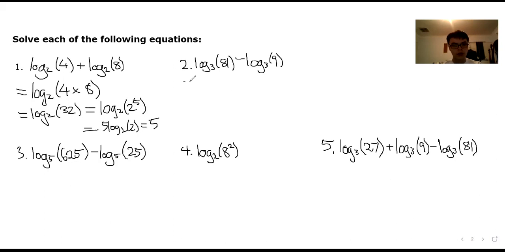Moving on to question 2, we have log 81 to the base 3 minus log 9 to the base of 3. In this case, the second log law is in use. So we have logarithm base 3, and then in brackets we have 81 divided by 9. So log 81 over 9 to the base 3, and then we have logarithm 9 to the base 3.